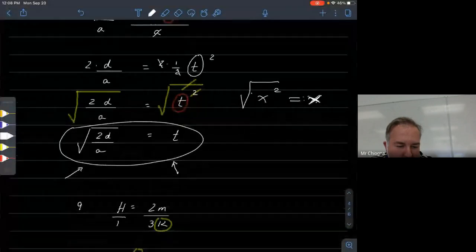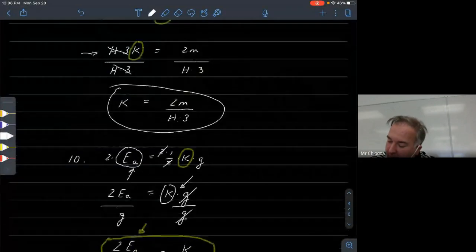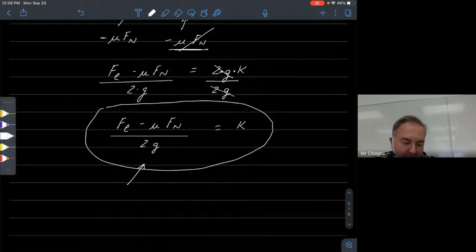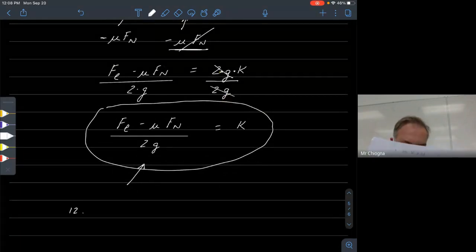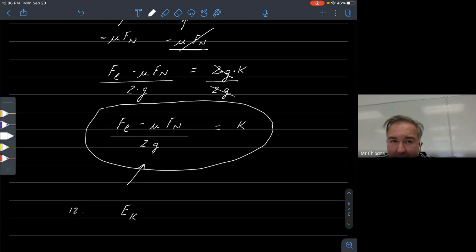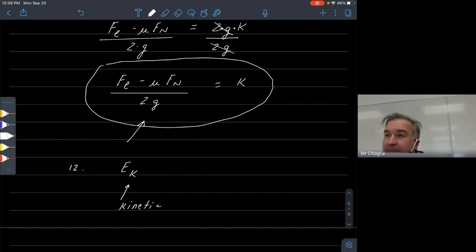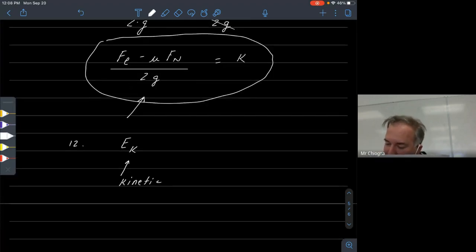Okay, so back to number 12. E represents energy. What type of energy is this? K stands for kinetic. You remember that? Kinetic and potential. That's one way of writing kinetic energy with a subscript.